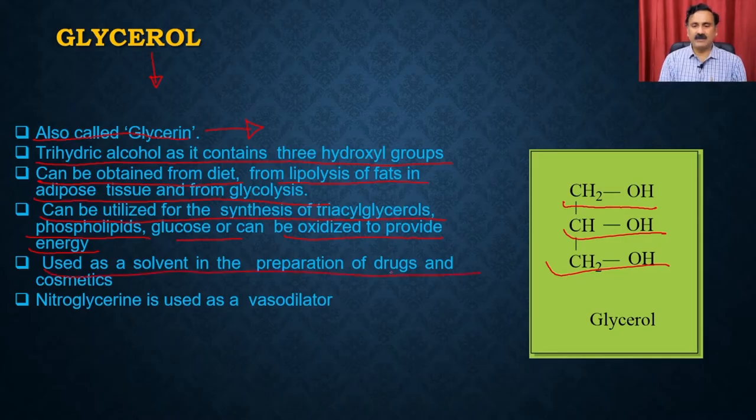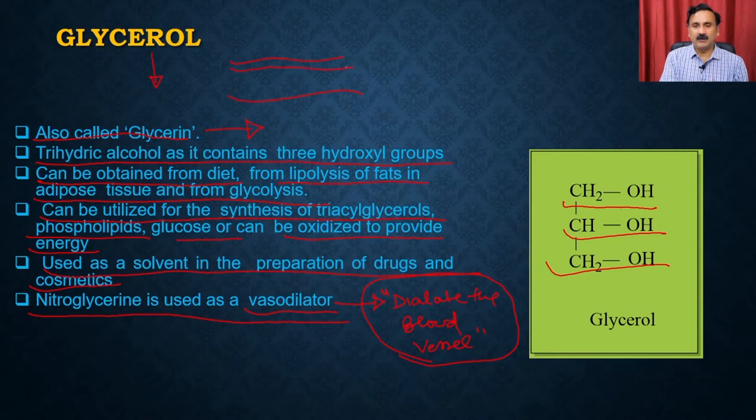It is used as a solvent in the preparation of drugs as well as in the cosmetic industry, and nitroglycerin is produced from glycerol and is used as a vasodilator. What is meant by a vasodilator is that it dilates the blood vessels. You can imagine that if somebody has heart-related or cardiovascular disease, their blood vessels narrow down because of internal clots. If you provide nitroglycerin, it dilates these blood vessels, and that's how blood flow increases in these vessels, and that gives some relief to these patients.